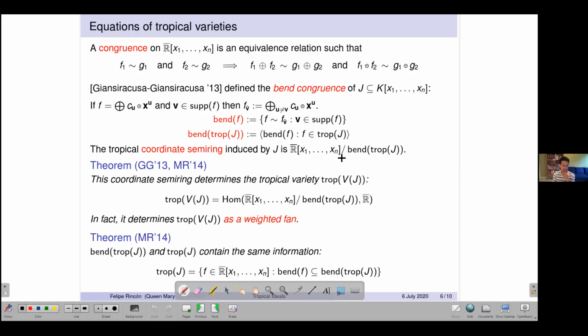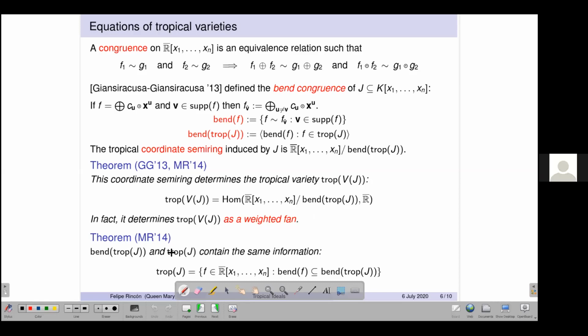And later in that same paper with Diane, we proved that the bend congruence, this algebraic object that we're associating, is actually the same information as the tropical ideal that we were talking about a couple of slides before.